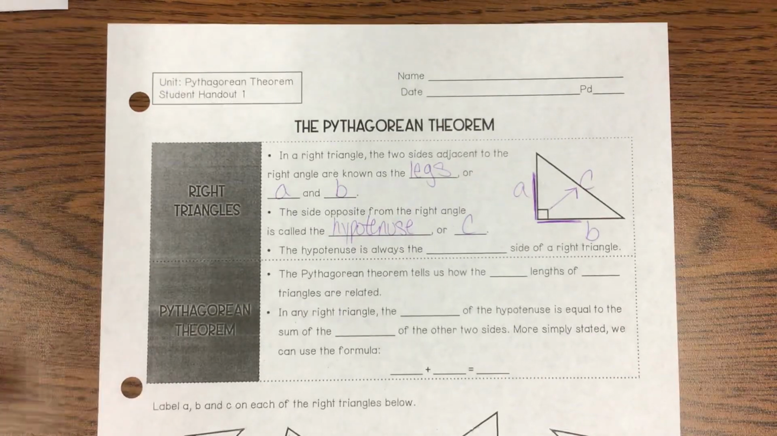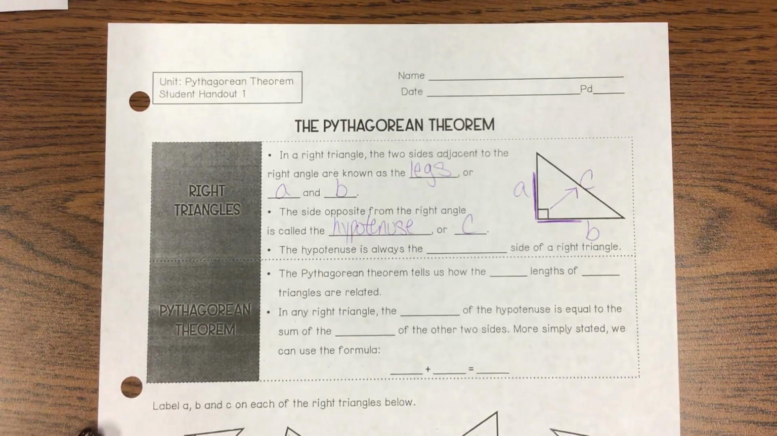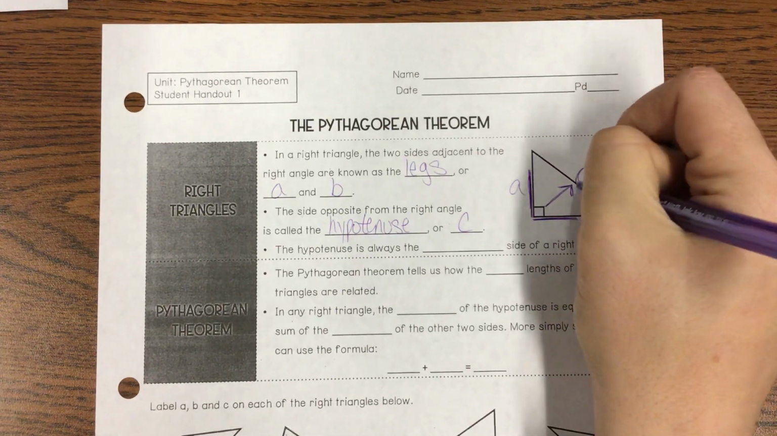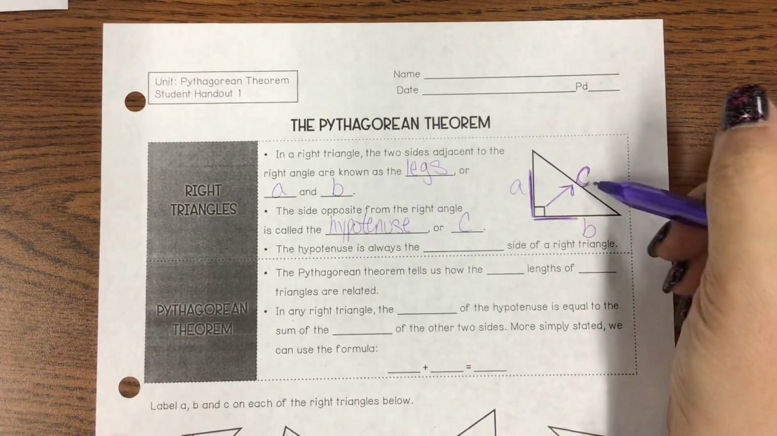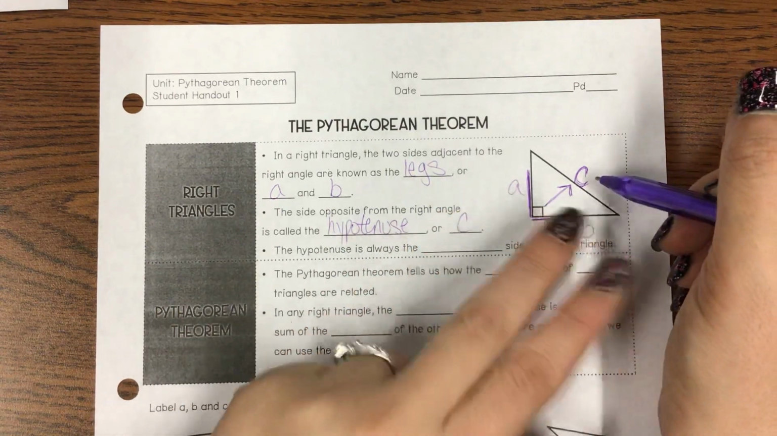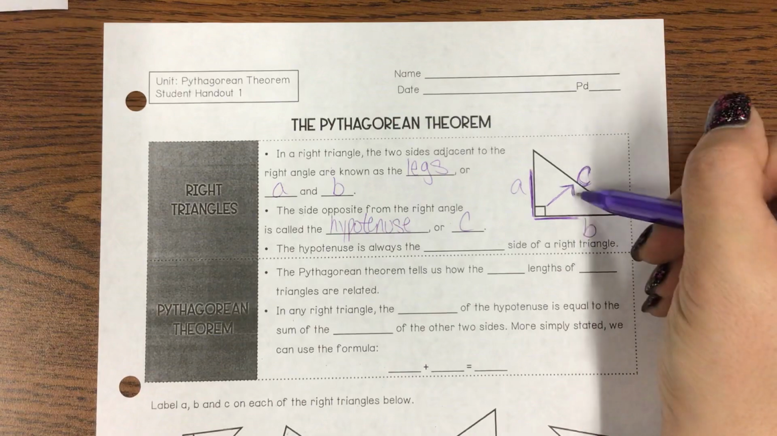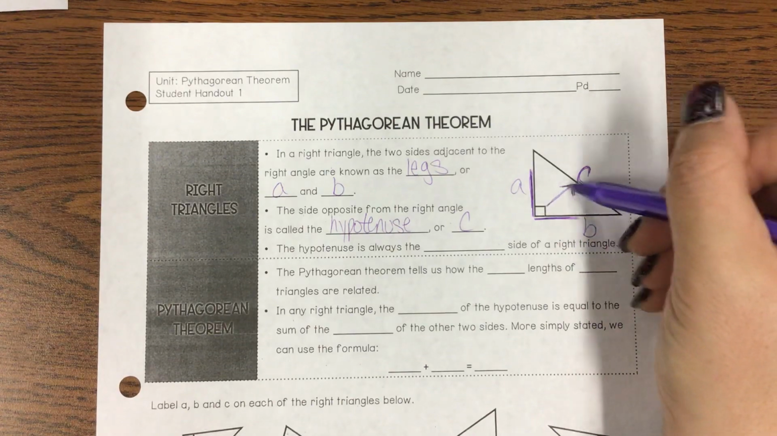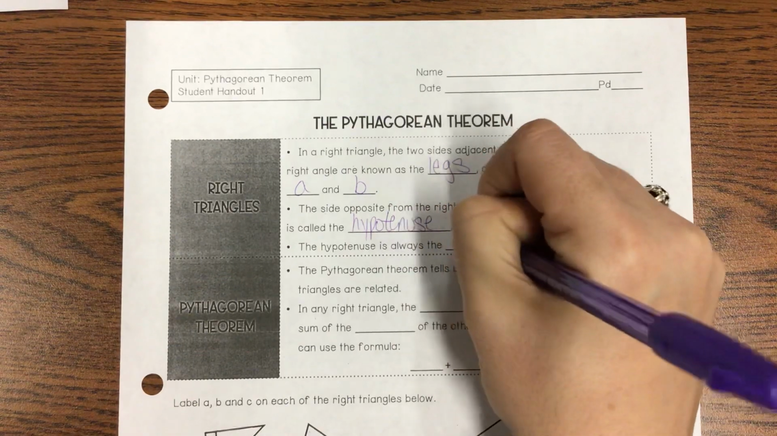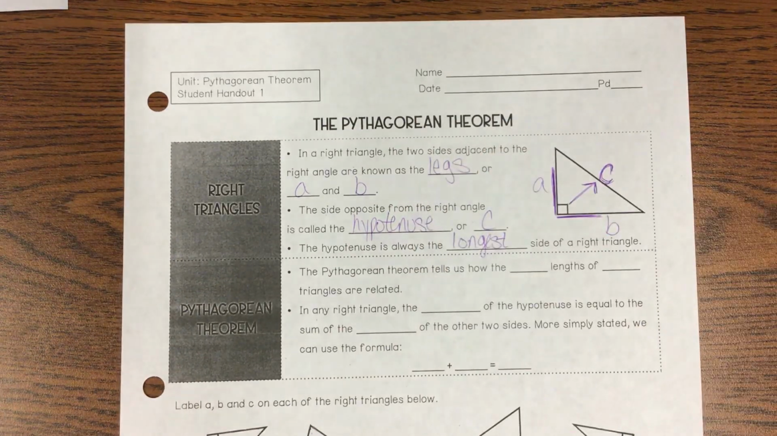The very first thing every single time we have a problem is draw an arrow, label your C. That matters. This is the only side that can be C. I can flip around A and B, but my side across from my right angle has to be C. C is always our longest side.